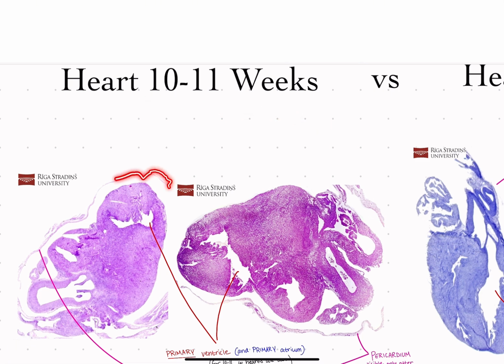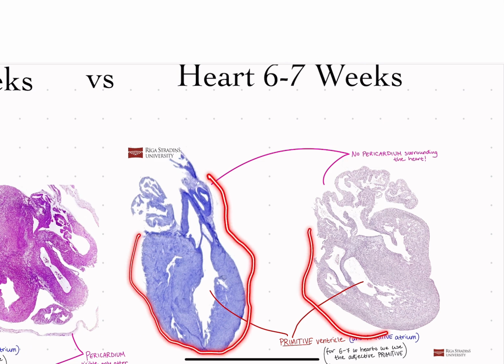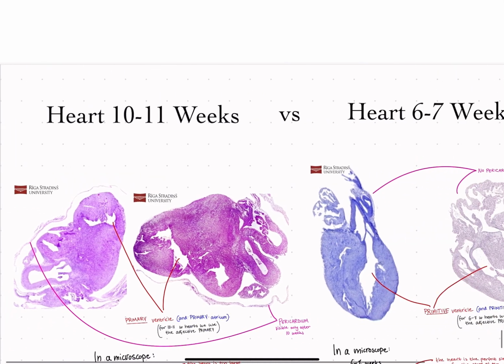The pericardium is almost like a loose area of tissue that surrounds the entire heart like this. You can also see it here as well. Almost like a shawl that surrounds the heart. In a 6 to 7 week old heart, we have no pericardium, so we have no such loose tissue that surrounds the heart like so. So that is one of the most primary differences between a 10 to 11 week old heart and a 6 to 7 week old heart.